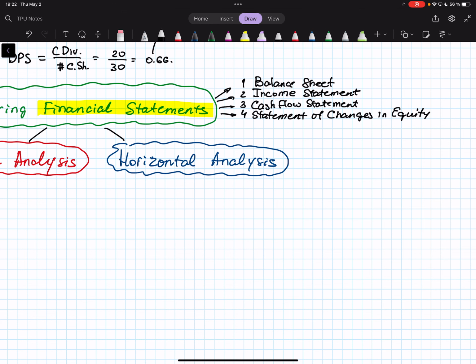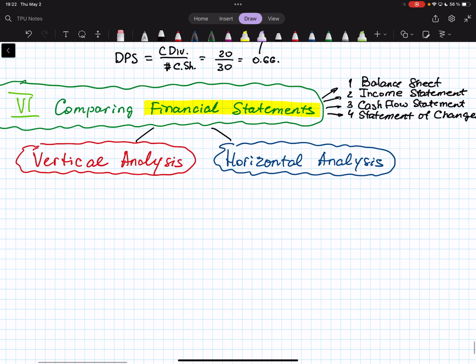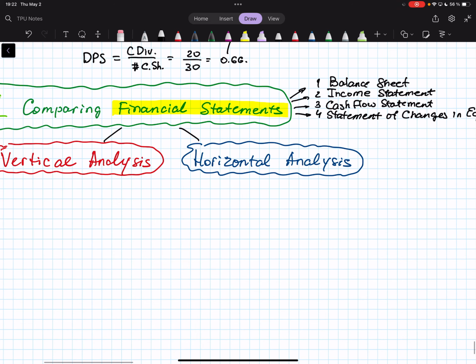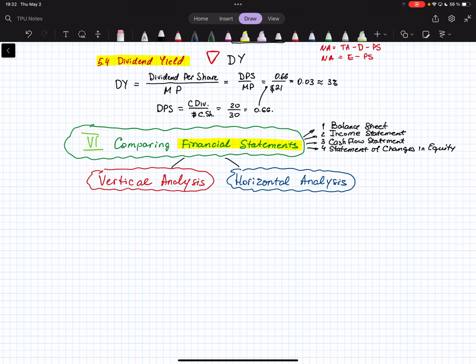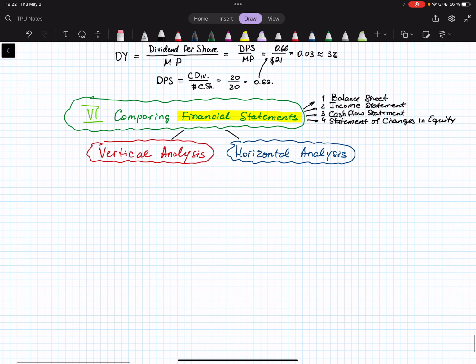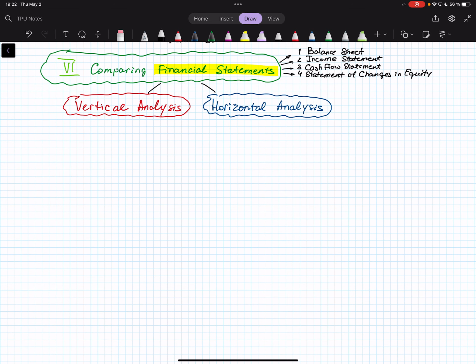So we can do the vertical and horizontal analysis for these statements. Well, what do we need to understand? The nature of vertical analysis: just by the word vertical, there should be something vertical about it. So up and down. And horizontal analysis should be horizontal, so there should be something left and right.